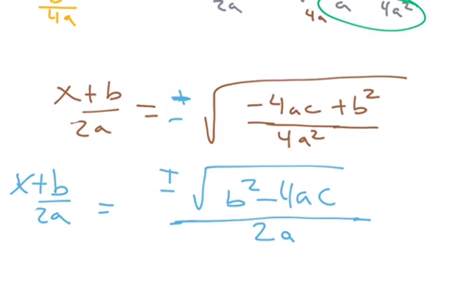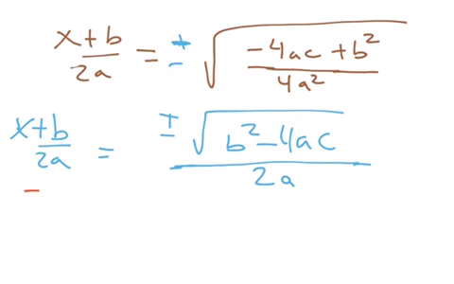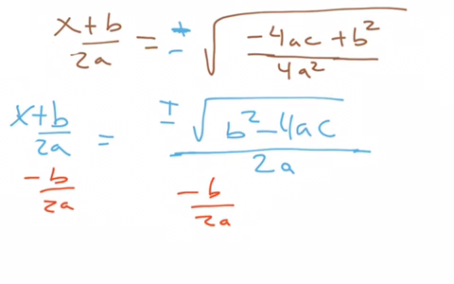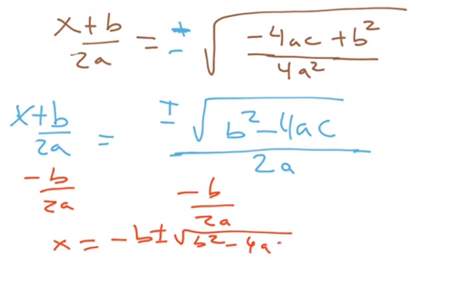So when we finish this, you would have to subtract b over 2a from both sides. And then you get x equals negative b plus or minus square root b squared minus 4ac, over 2a. All right. Is that cool?